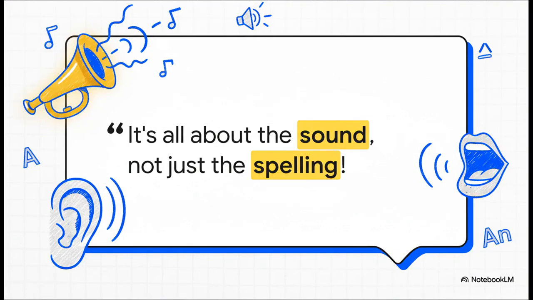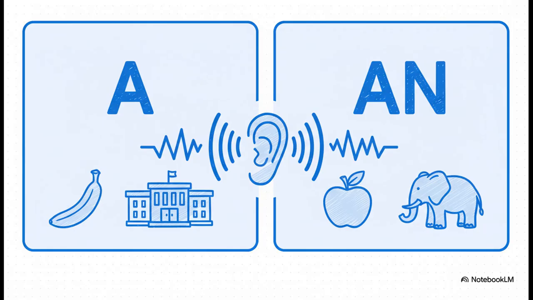Okay, now listen up, because this is the absolute golden rule for a and an. If you remember one thing, make it this. It is always, always about the sound a word starts with, not the letter. Honestly, this one little secret solves about 90% of the mistakes people make. And here's that rule in action.